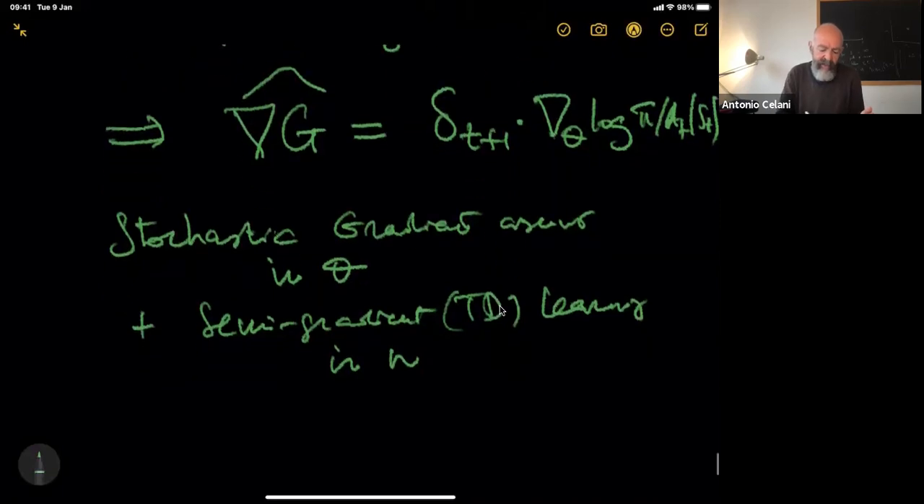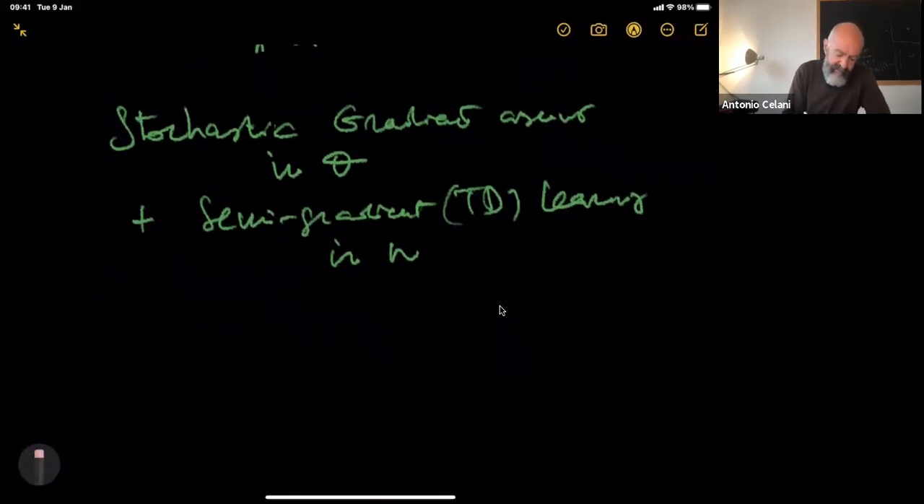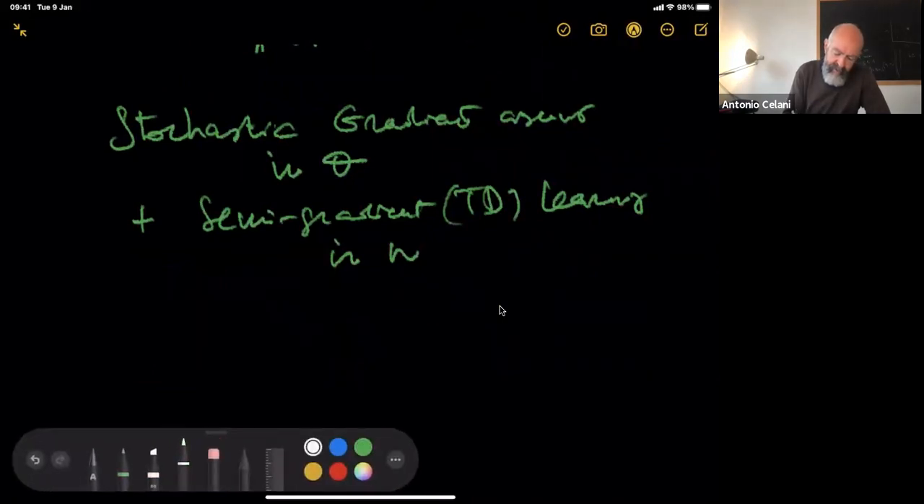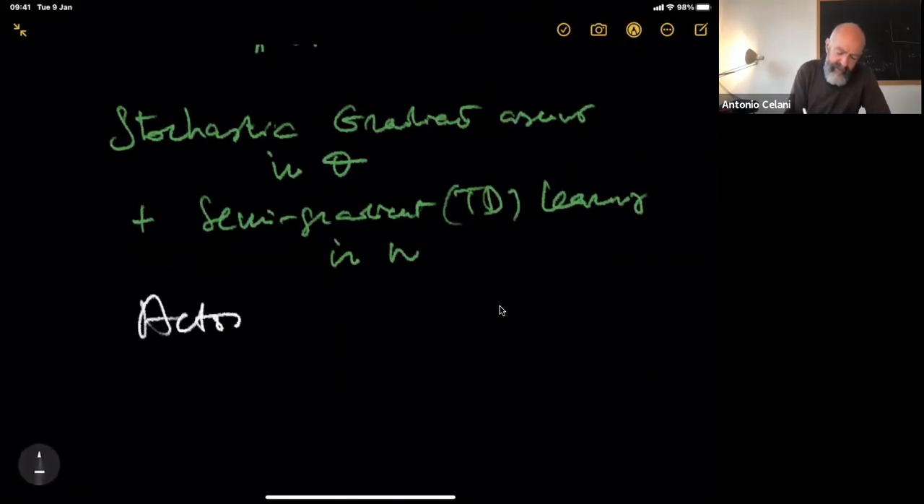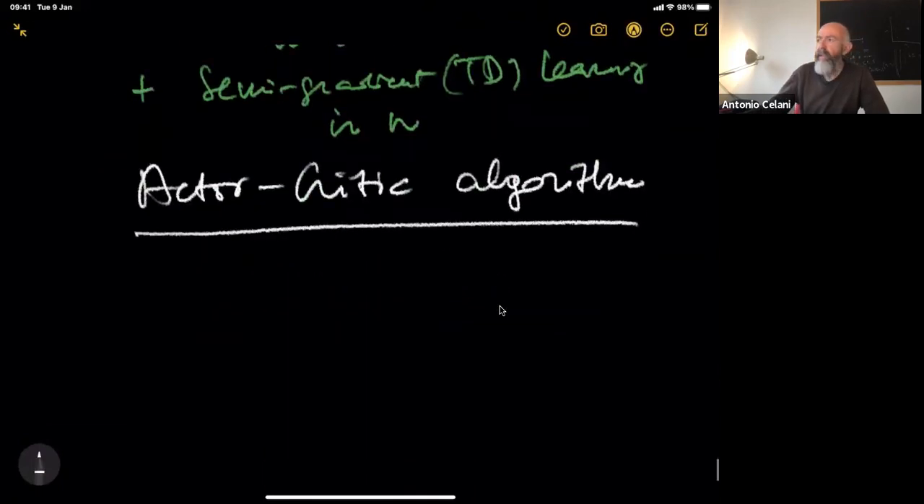So when we combine all this together, we get the template for the actor critic algorithm, which has a pseudocode that reads as follows.